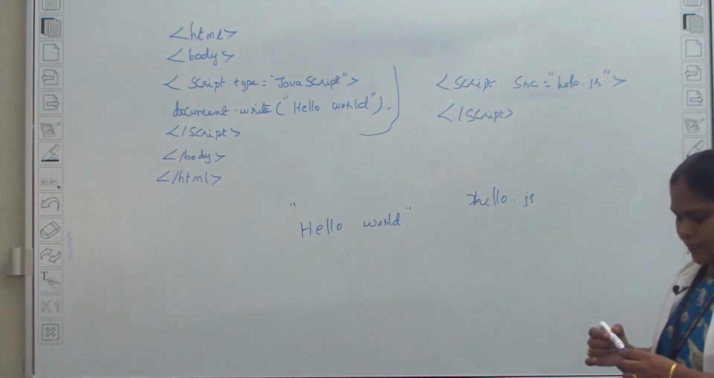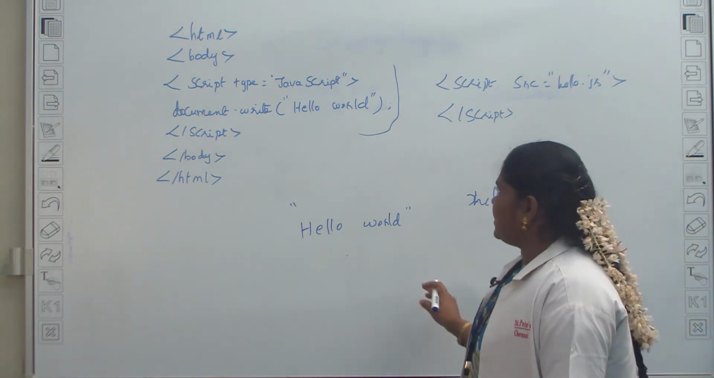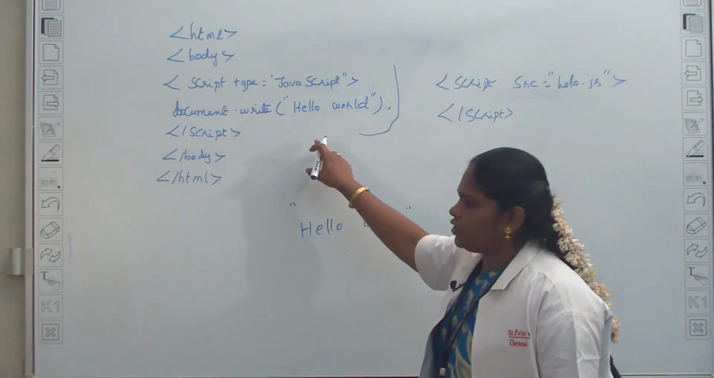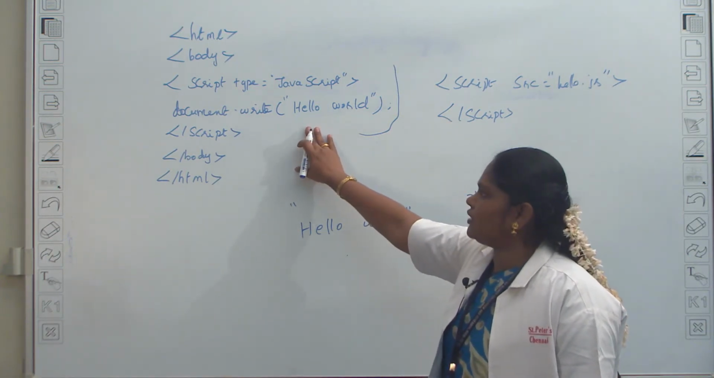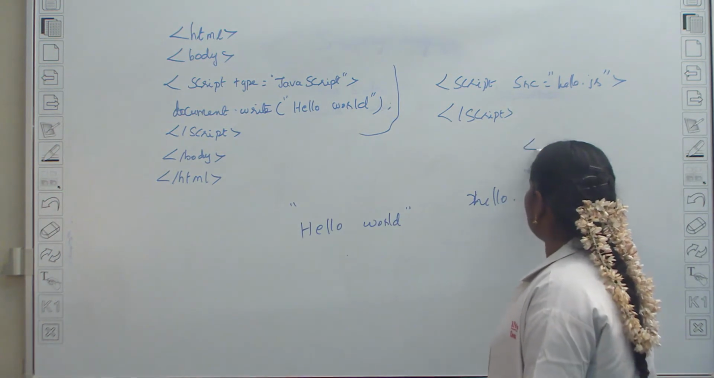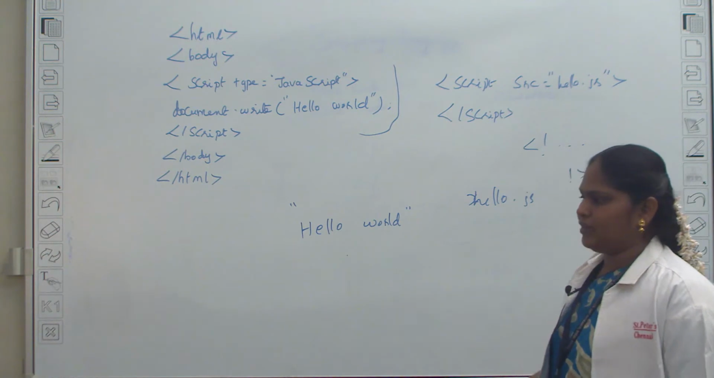Now we come to statements and comments in JavaScript. We write a statement with document.write, giving the statement you want to put into your HTML page. Suppose you want to write a comment line, we have to start with the comment marker and then end with it.